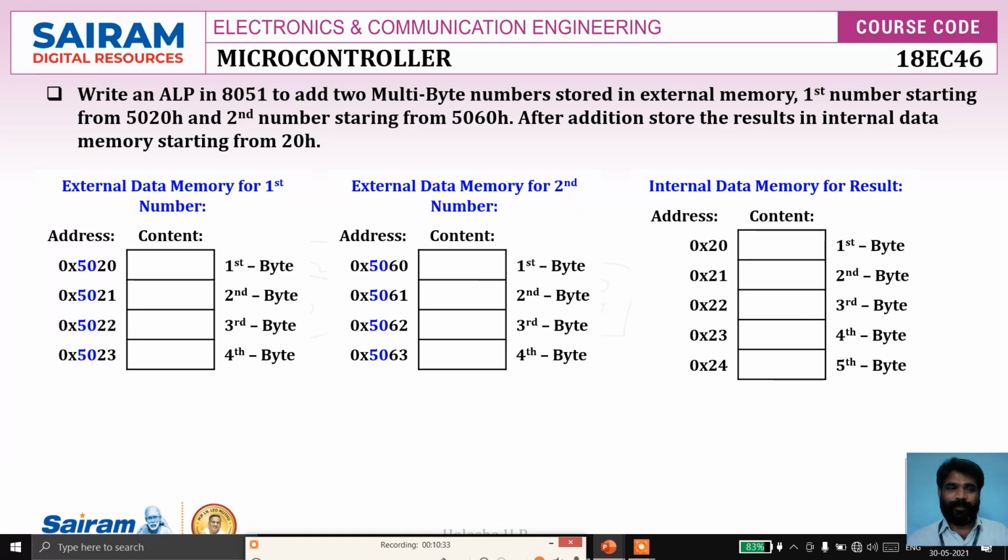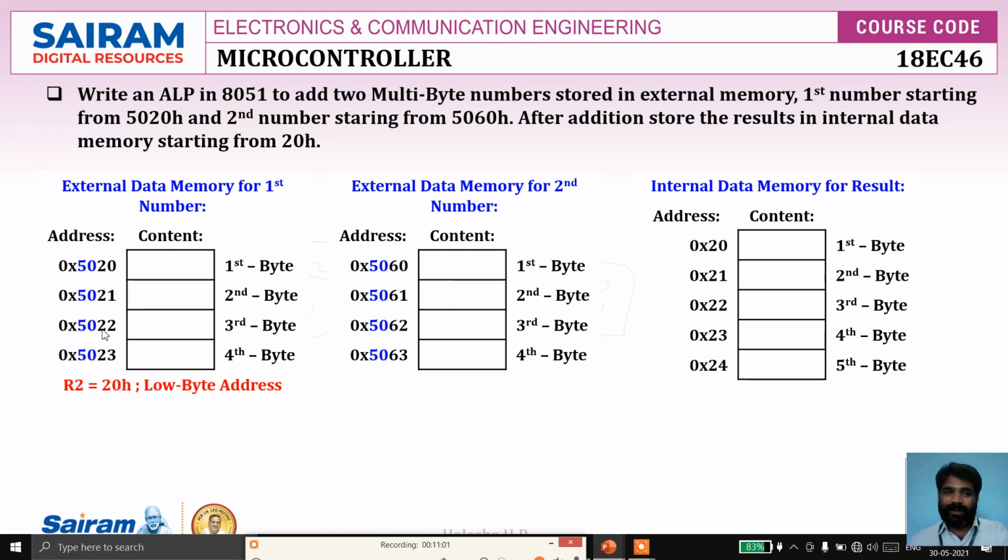Observe here, the high byte addresses are the same for number 1 as well as number 2. So DPTR can be used as two 8-bit registers, DPH and DPL. The DPH value is the same, and the low byte addresses are different. I mean here 2023, here 6023.